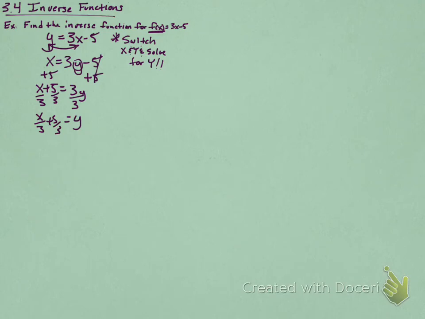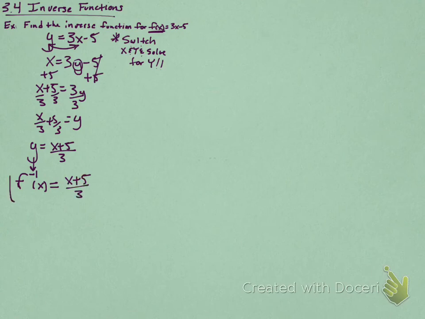Now you might be thinking, can't you just write that as y equals x plus 5, the quantity divided by 3? And yes, you absolutely can. So this is our inverse function. One thing we'll talk about though, instead of calling it y, the inverse function notation looks like this. We'd say f inverse of x. It almost looks like an exponent of -1, but it's a notation that means it's the inverse function. F inverse of x would be x plus 5 over 3.